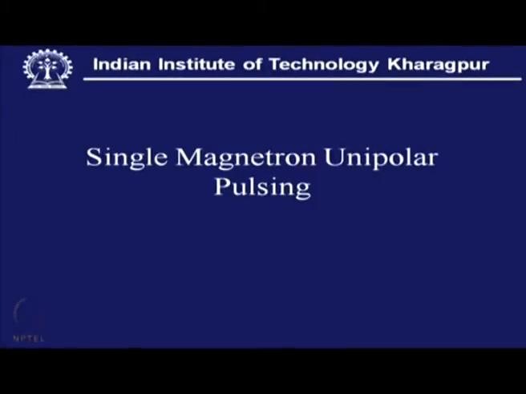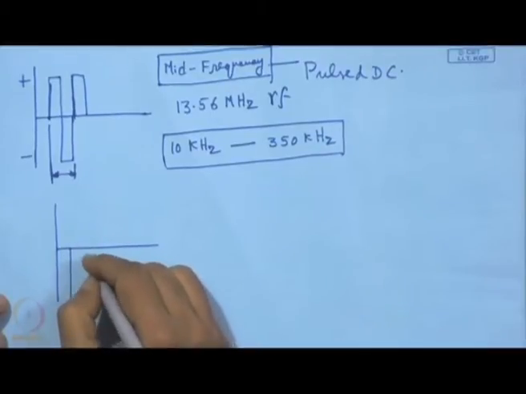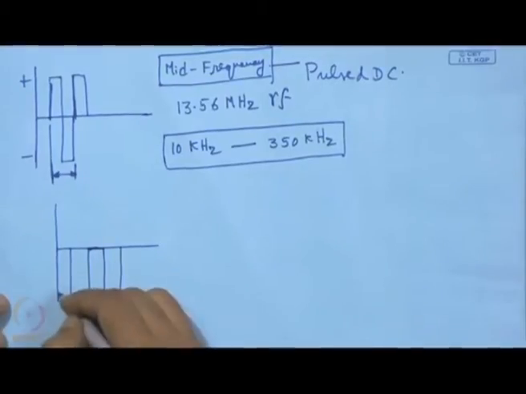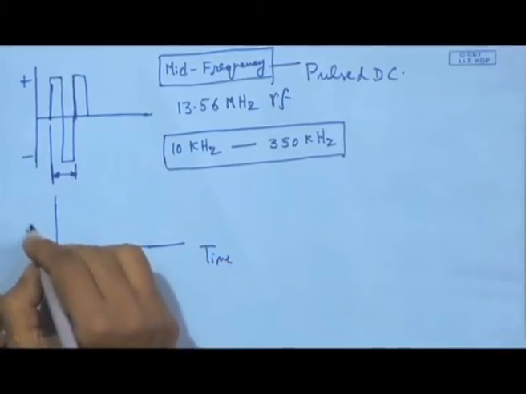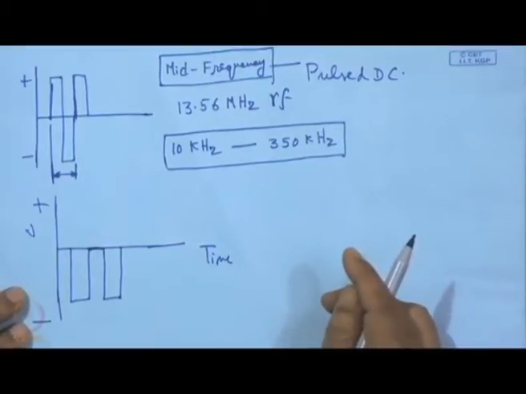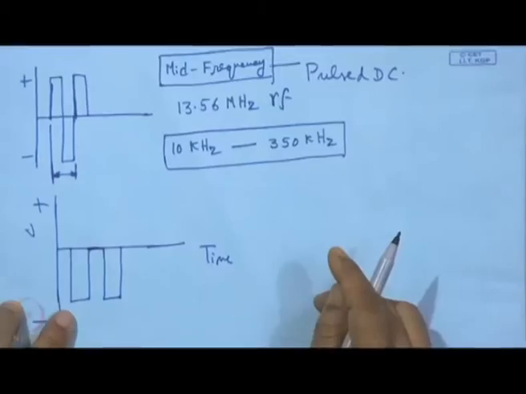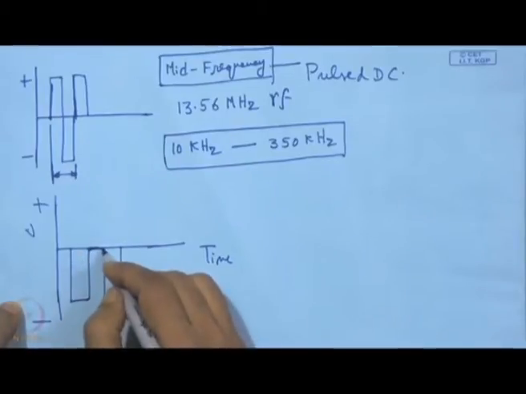Single magnetron unipolar pulsing. Now, single magnetron unipolar pulsing means this can be a form and it is 0 and it can go like that. The reason is as follows. This is the time scale, this is voltage plus minus, because anyway we have to polarize this target surface with negative voltage, and that is why we put this minus on this side. And here what we see further is that this is minus and this is set to 0.